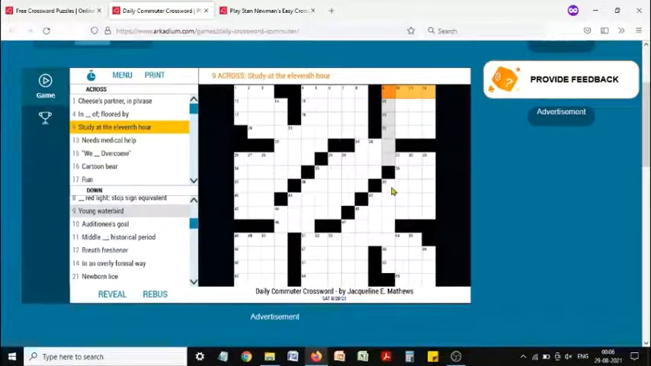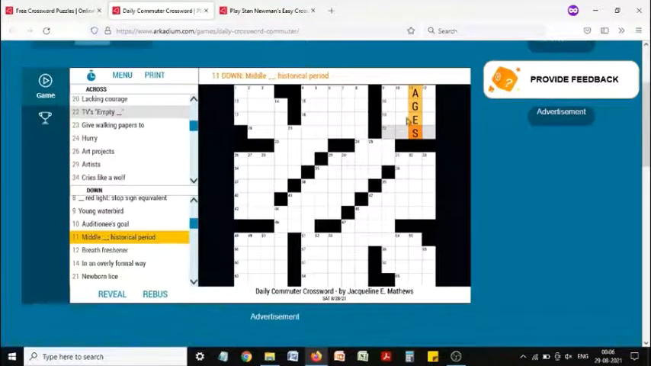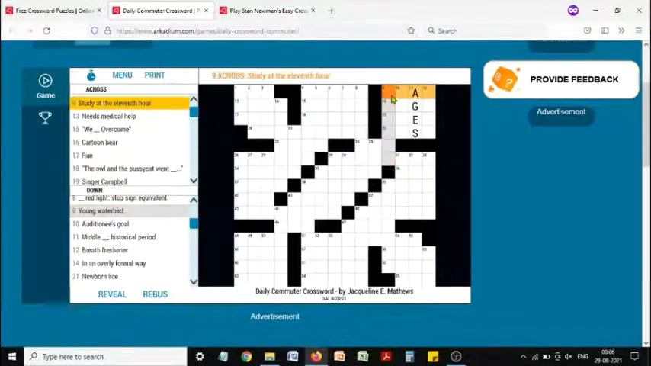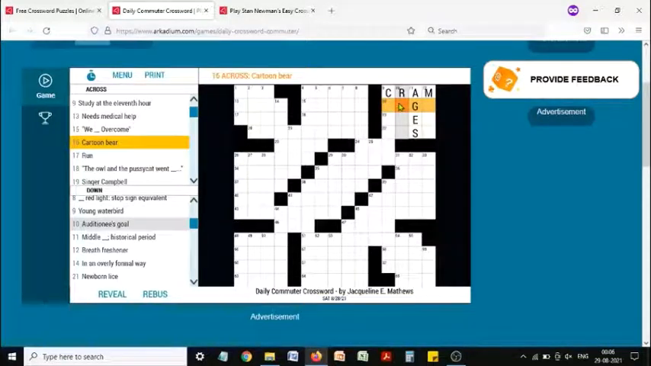So this might be cram, right? CRAM. And now if I go to 11 down and look at that clue, it says middle dash historical period. So this has to be ages, which means that this should be cram. Let's look at 9 down. Young water bird. 10 down. Audition is goal.